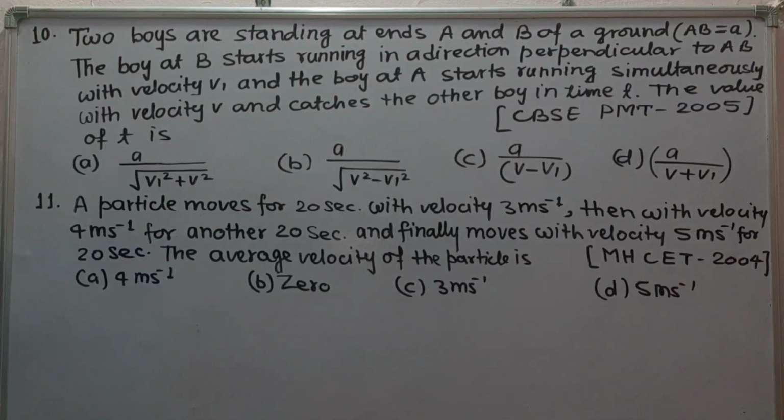Next, question number 10. The question is, two boys are standing at ends A and B of a ground where AB is equal to a. The boy at B starts running in a direction perpendicular to AB with velocity v1, and the boy at A starts running simultaneously with velocity v and catches the other boy in time t. The value of t is... Solution to question 10.